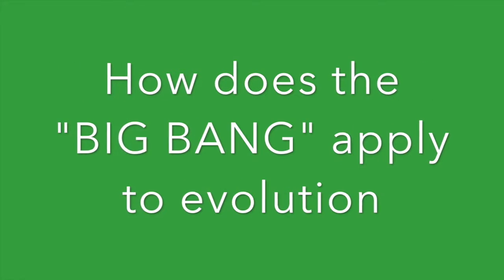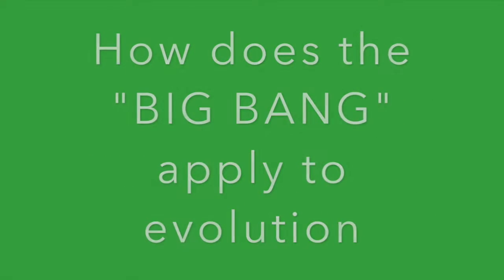How does the Big Bang apply to evolution? Okay, so a long, long time ago, there was a very small, very dense ball of matter called a singularity. It exploded, and the release of energy caused the particles to come together into planets and stars and different cosmic entities. Who is Charles Darwin?